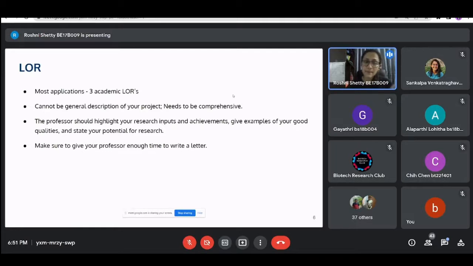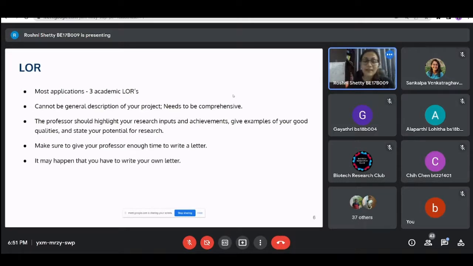Another thing is, make sure to give enough time for your professor to write the letter. Don't pressurize them in the last week. They have 100 things to worry about. So at least tell them 2 to 3 months in advance that you are applying for grad school and you would need a LOR, say, by the deadline.